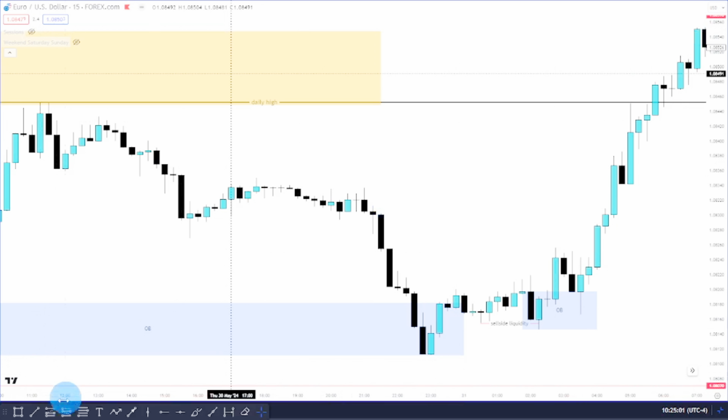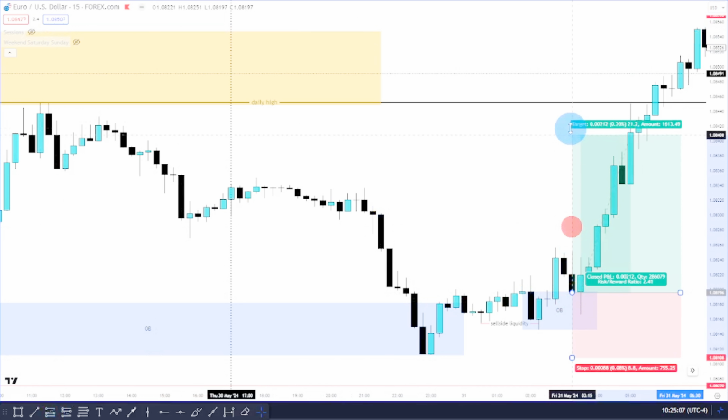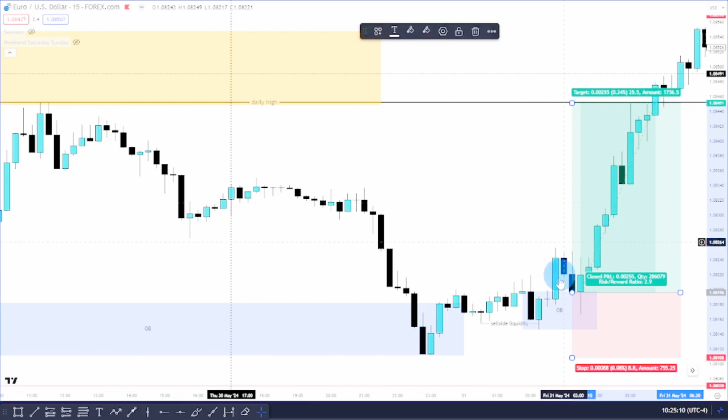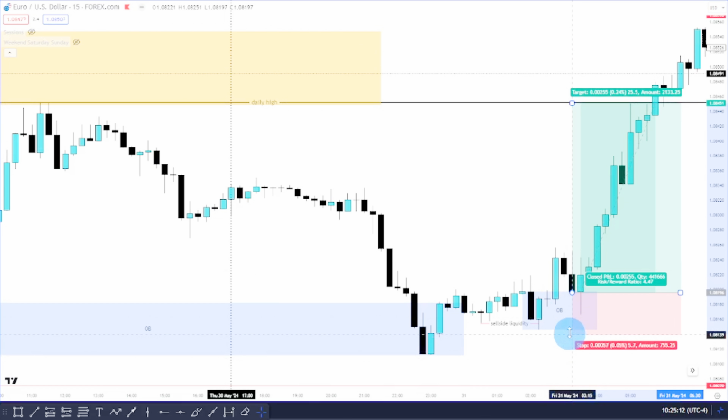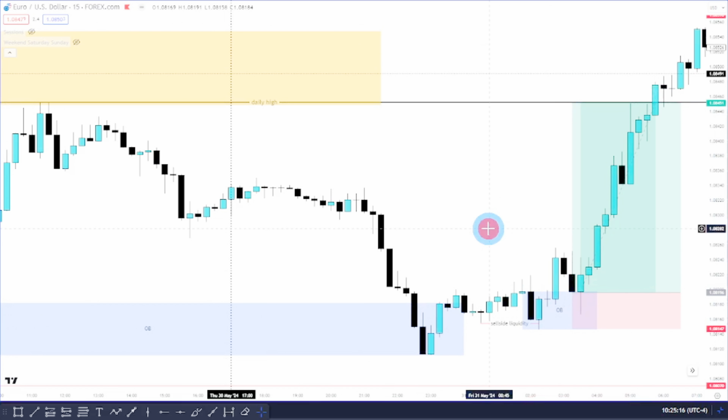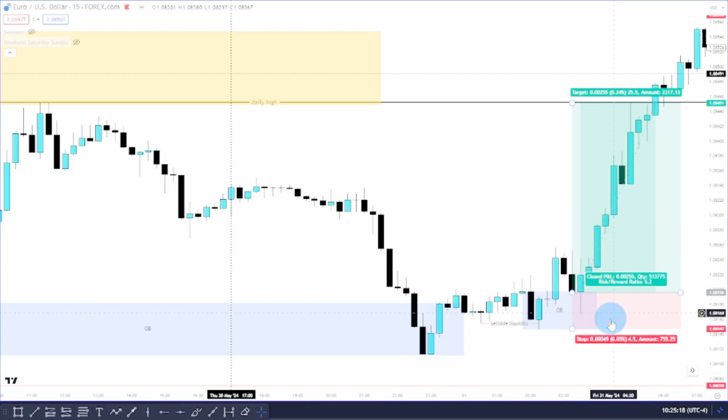If we were to place the position tool to know how many pips we got from this trade, because this was our first target, we'll leave it as our first target. This is about 25 pips, risking 4.9 pips. If we were to look at it by R, it will be a 5R, a 5 reward to risk ratio.